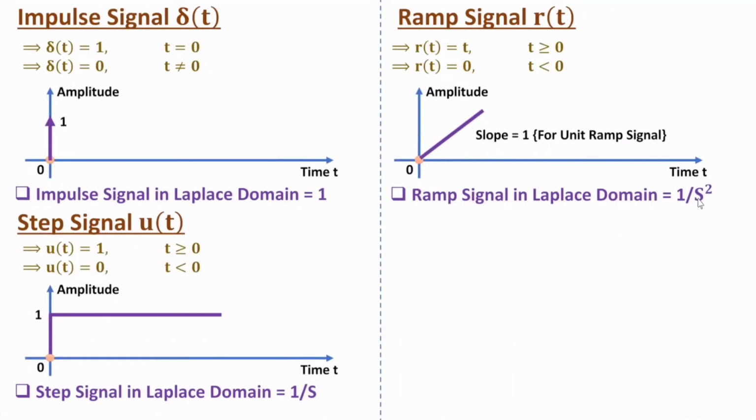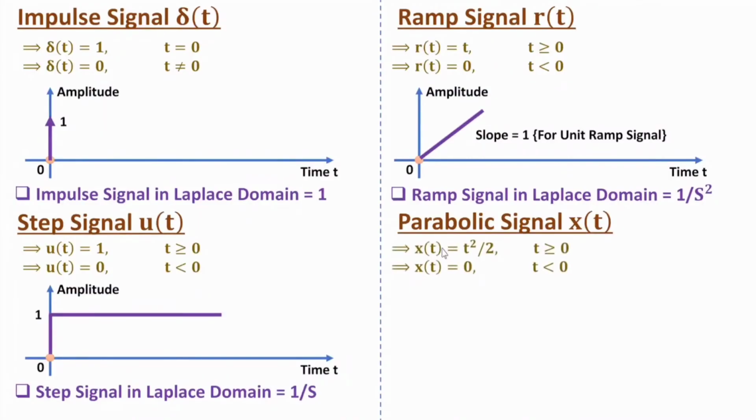Now I'll explain the last test signal, that is the parabolic signal. Usually I denote the parabolic signal as x of t. If you observe the function, then the parabolic signal is t square by 2 for t greater than or equal to 0, and its value is 0 for t less than 0. See, this is t square by 2 for the unit parabolic signal, right?